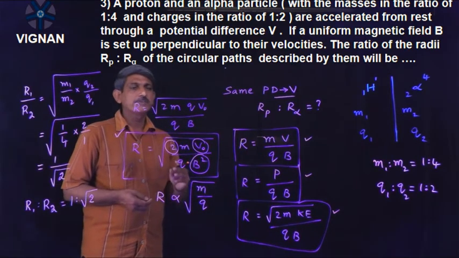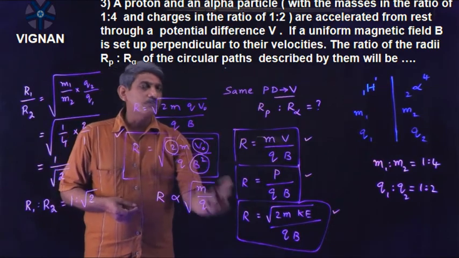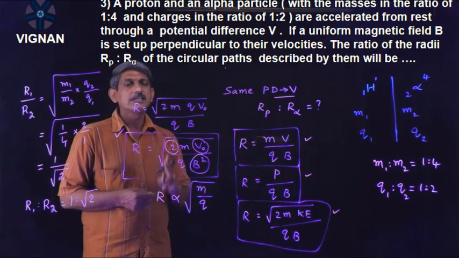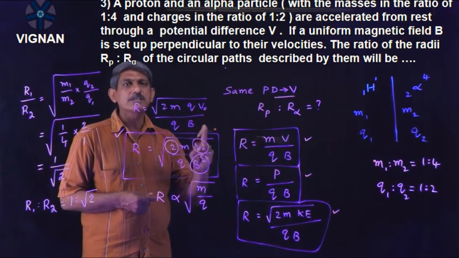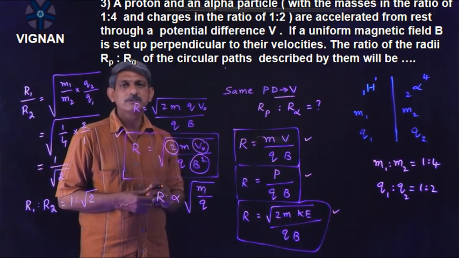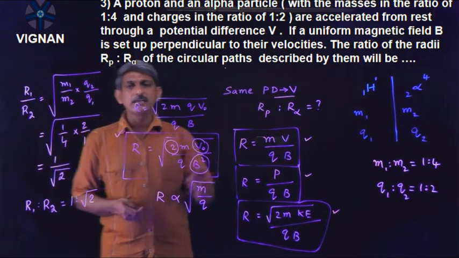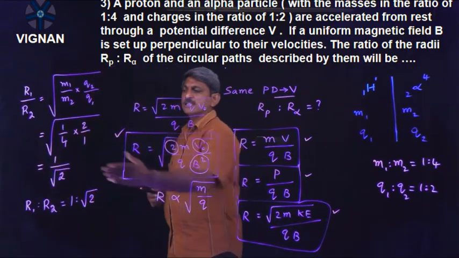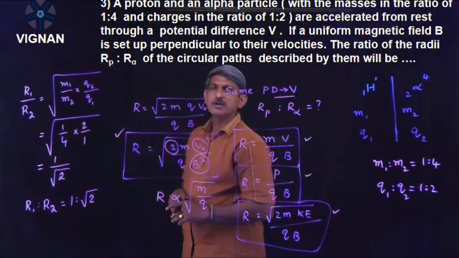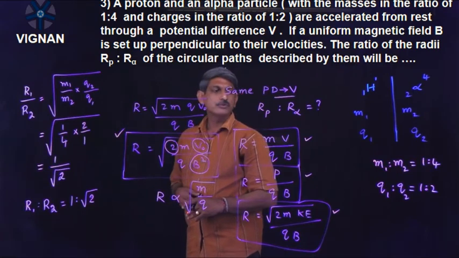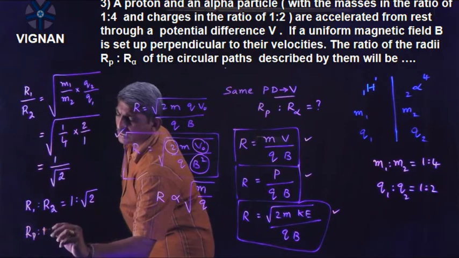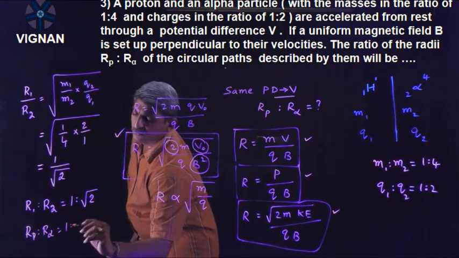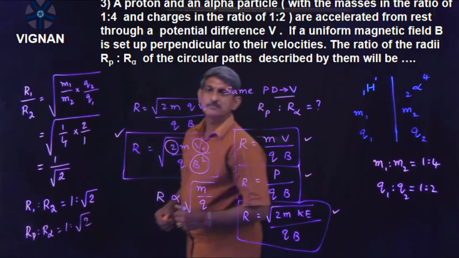Okay? That's why in these four equations, we have to select one equation such that the equation must contain the term which is same for both the physical quantities given in the problem. Right? So here, by solving the problem, the ratio of the radii is found to be R1 is to R2 is equal to 1 is to root 2, so that R proton is to R alpha particle is equal to 1 is to root 2. Right?